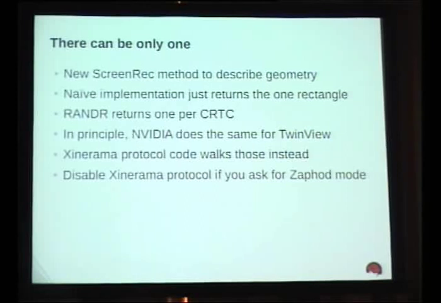So what I've implemented is sort of the straightforward thing. You have a new method that hangs off the screen rec, which is the driver instance, that says, hey, driver, tell me about your output rectangles. If you have a simple driver, like most of them that we don't consider RANDR 1.2 drivers, then you just get the one rectangle back, and there's a portable implementation that does this. The RANDR implementation returns one box per CRTC. In principle, some other driver could hook into the same infrastructure and give you twin view views back as well. Okay, I don't really care. The Xinerama protocol code will walk that list of rectangles instead, so now you get this whole consistent view of all of the independently addressable pieces of glass on the system, all the displays that you might be talking about.